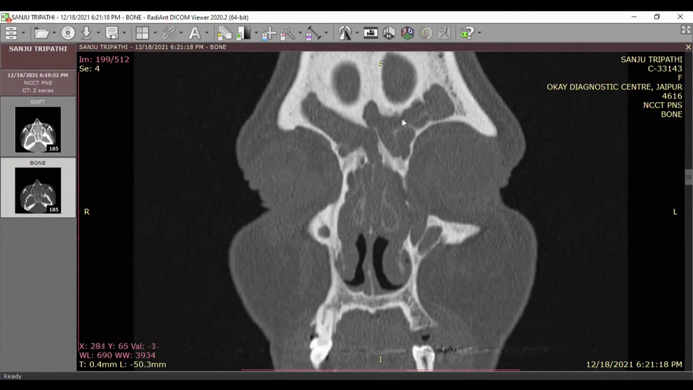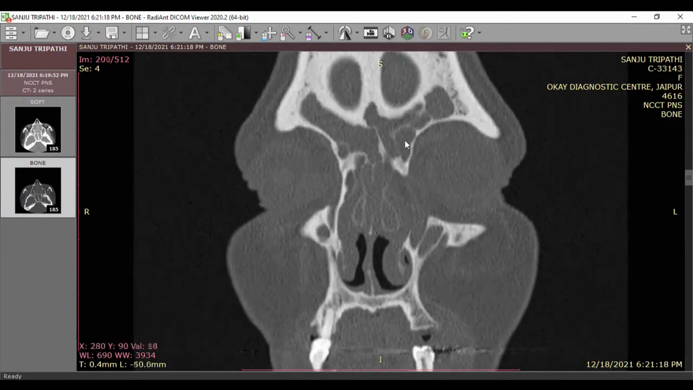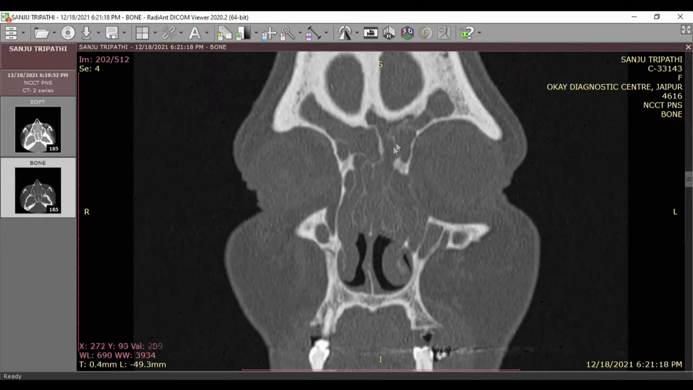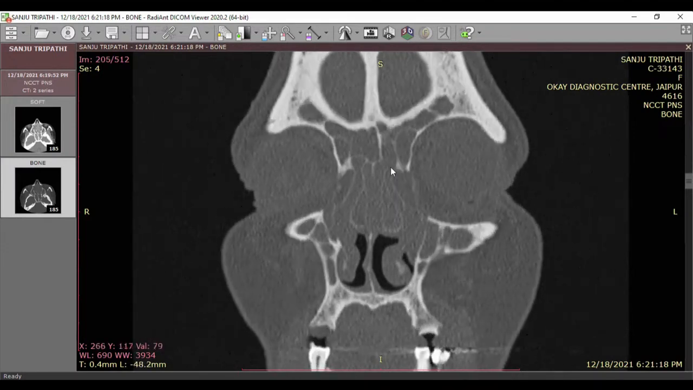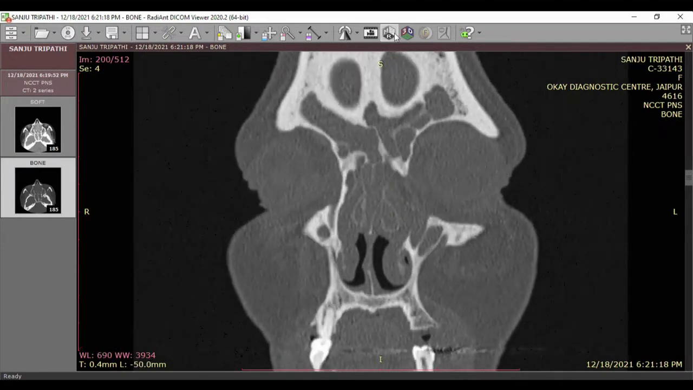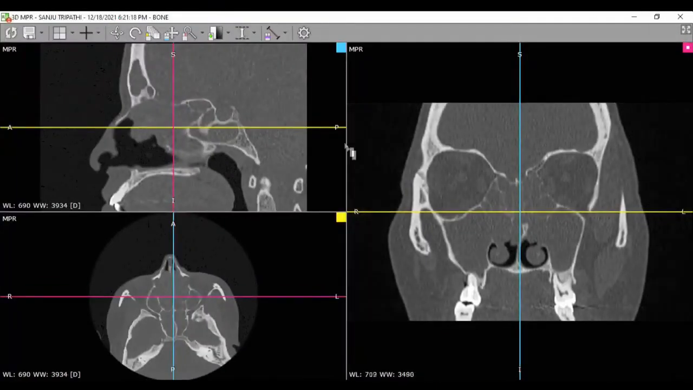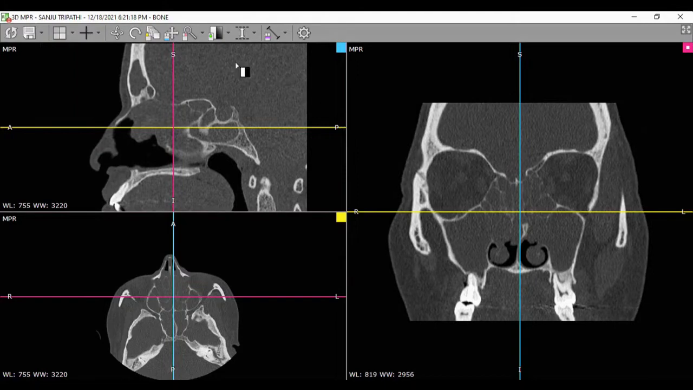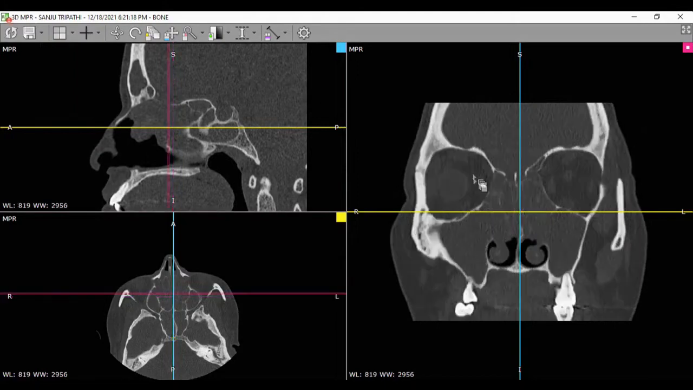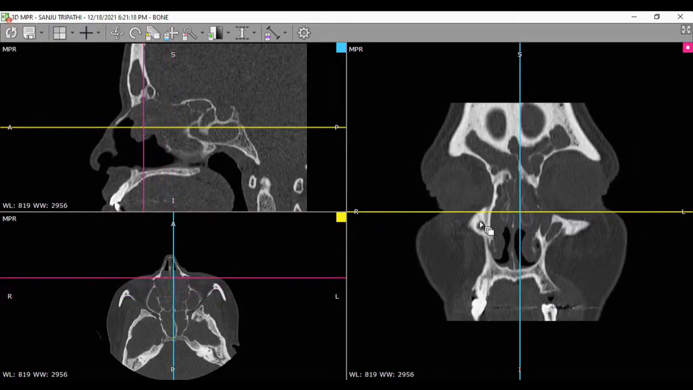Now see some cells appearing on the left side posteriorly, when the drainage pathway starts. Posteriorly cells coming means these are attached to the posterior wall, not the anterior one. And that is so important. The beauty of this dynamic radiology, you can change your window settings as well.